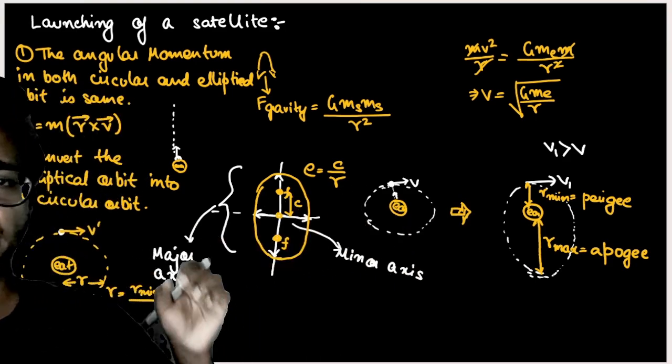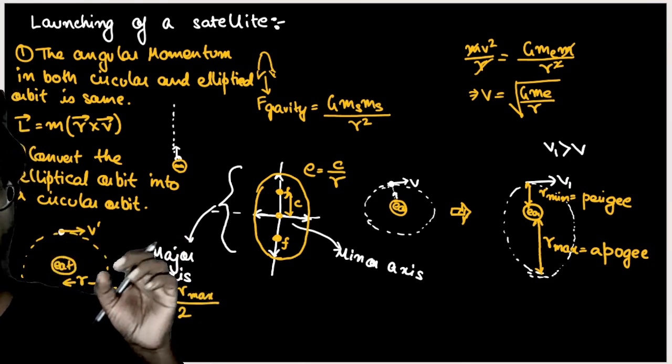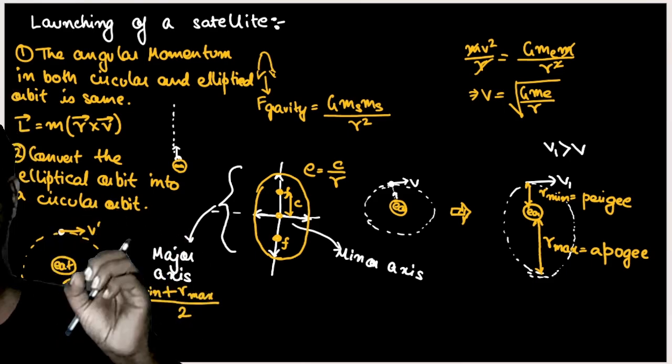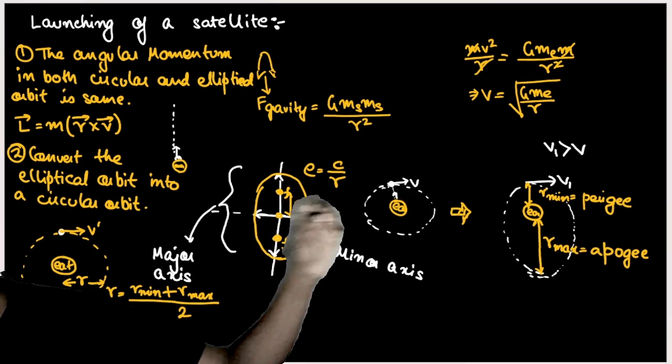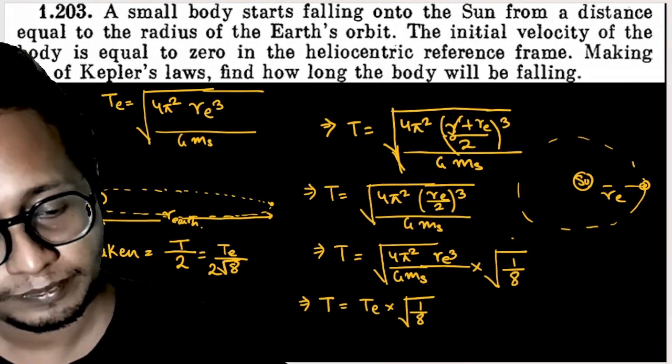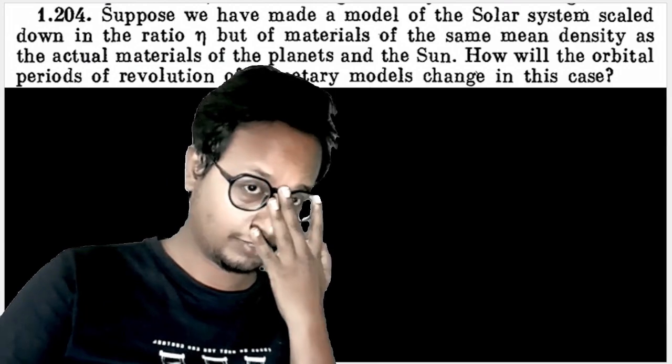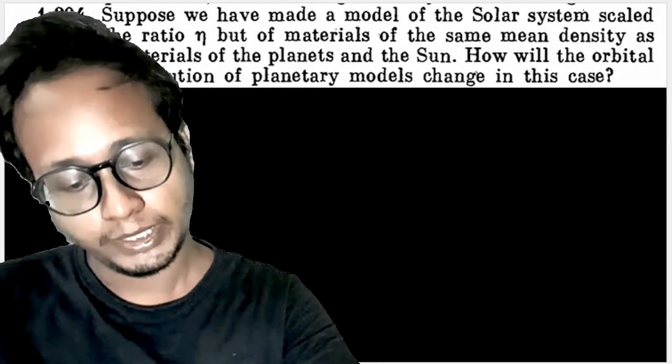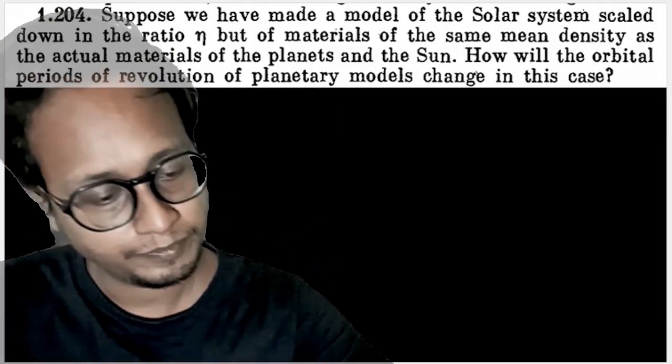And using this method, or this jugaad, what have I found out? I have only found out the time period. Time period of an elliptical orbit. Okay. Then we solve a few more questions. So we proceed on with the next question from Irodov. Okay. So in this question, let's see the question.